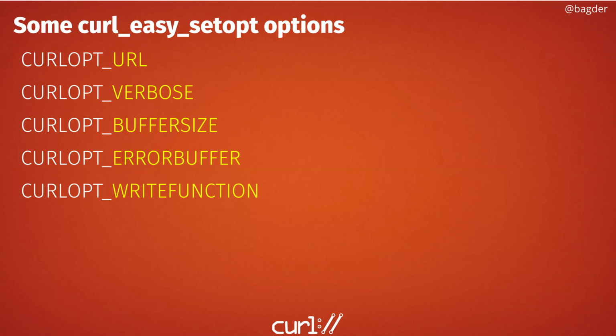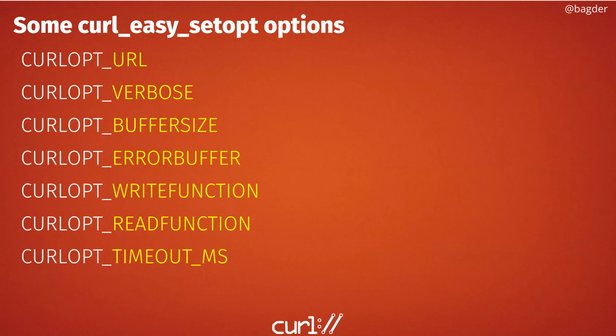You can set the write function. I mentioned the function part of the name here. It means it's a callback. So you set a write callback to curl when you want to download something. You set a read callback when you want to upload something. And here's CURLOPT_TIMEOUT_MS. The longest time you allow the transfer to take before it should return an error. Timeout after this many milliseconds.